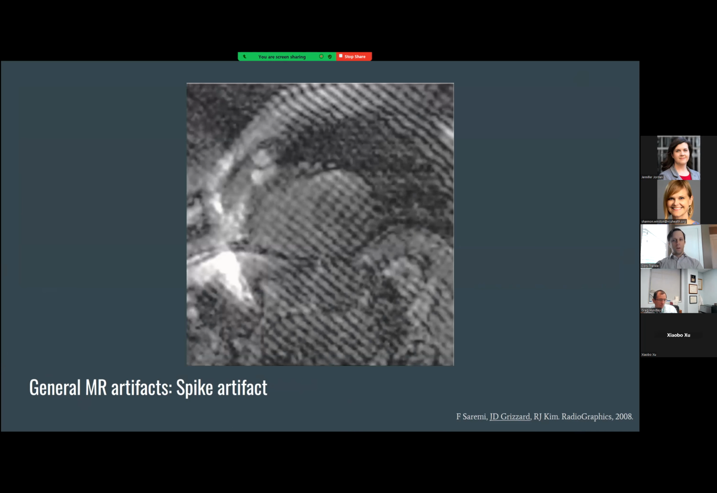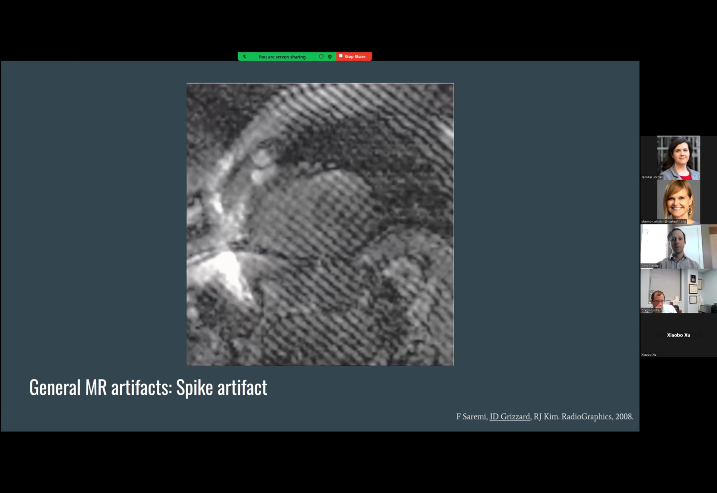Another general MR artifact that we have is the spike artifact. So this is an example of another perfusion image. And what you'll notice is that there's a very regular pattern of interference that appears like ripples at a diagonal across our image. And so what's happening here is that we have regularly spaced lines that are caused by a corrupt data point or multiple corrupt data points in K-space.